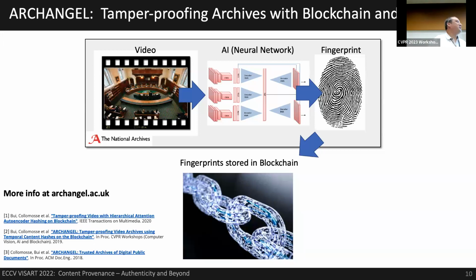So this project I mentioned that we worked on with the National Archives, we called it Archangel, and it used blockchain to tamper-proof records in the National Archives. The idea is that when a document comes into the archive, it's fingerprinted using an AI algorithm, and that fingerprint is then stored in the blockchain, which is this immutable append-only data store. Later, when the document is released by the archive, it might sit on that record for some time. Then the public can fingerprint it again and check if that fingerprint matches the one in the blockchain to check it hasn't been tampered with.